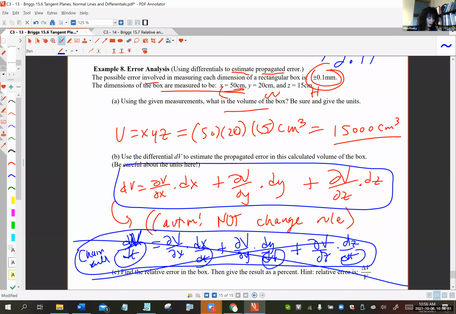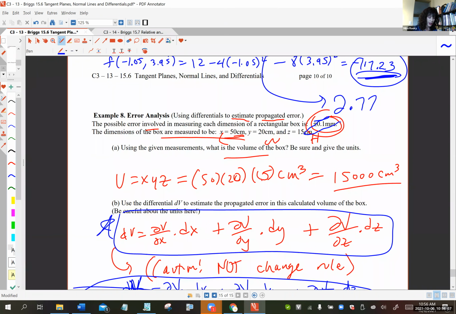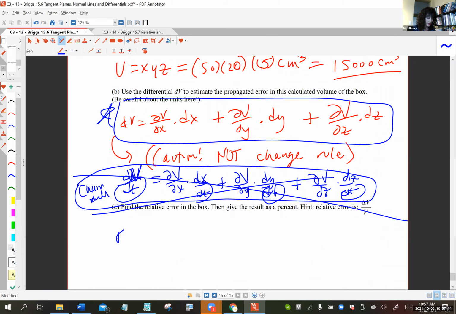Okay. Now, before I use this differential, I want to make sure we stay in the same units, because, I don't know if you were semi-awake here, but when they gave the dimensions of the box, they were in centimeters, and when they gave the possible error, they were using millimeters. That's not cool. You want just one unit. So first, let's convert millimeters to centimeters so we're all on the same page.